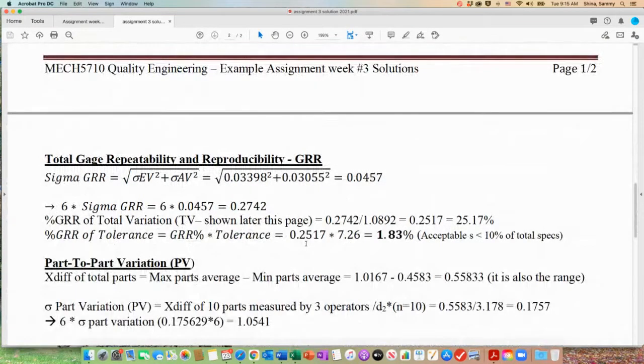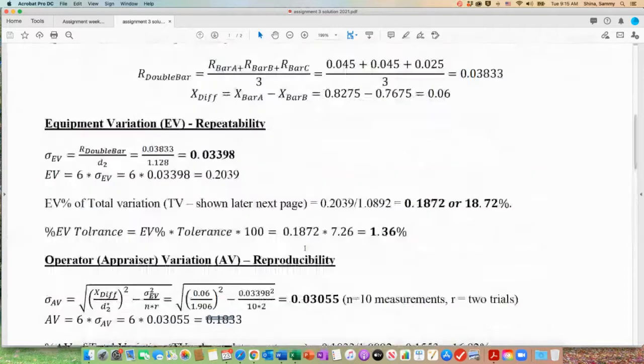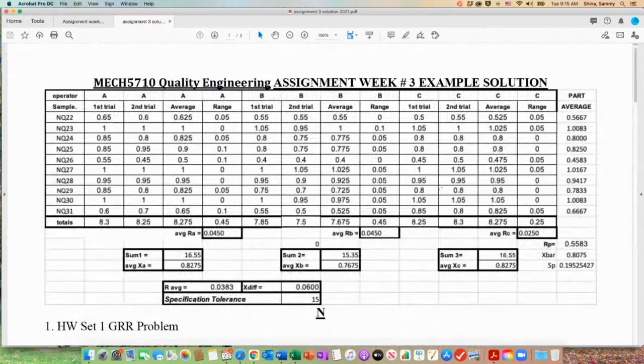GR&R is a root mean square of the 2 values. And again, we get the 6 sigma of sigma GR&R, we get the percentage of total variation and percentage of the tolerance. Now, the part-to-part variation is another estimator of the sigma of the parts. So again, we have 10 parts. Each part is measured by 3 operators, and every operator measures the part twice on the same machine.